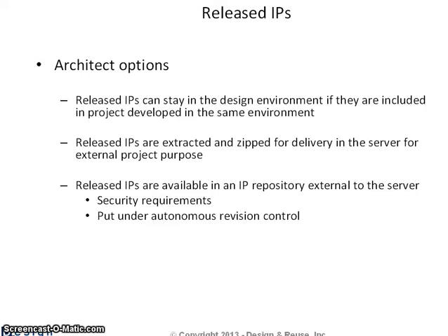The third option, released IP are available in a separate IP repository external to the server. This is often used in reuse environments where security is extremely critical. So for security requirements, it's possible to say, transfer this IP to a secure repository, and possibly enter an autonomous revision control. This is the safest way to handle, for instance, internal IP. You always have a copy, not on the server, elsewhere, in a separate autonomous revision control, because later on, who knows, when the design team is no more there, this IP is there forever, as well as the successive versions.